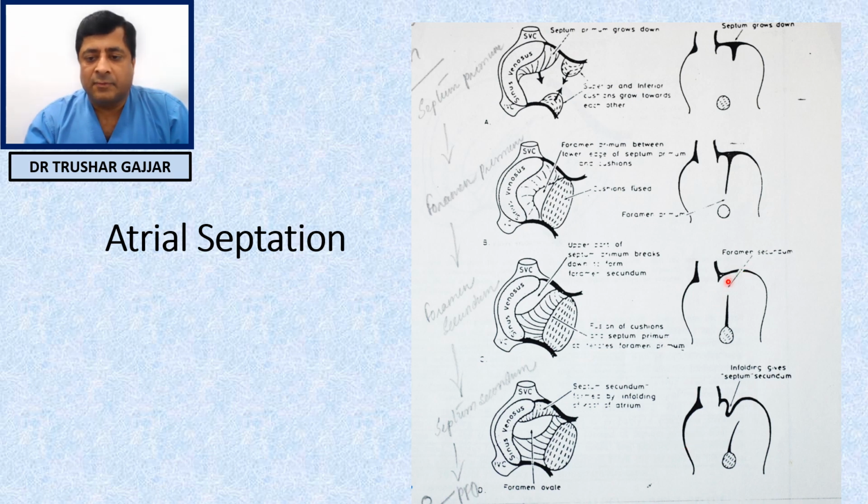Another infolding occurs from the roof of the primitive atrium, in this picture if you see, and that infolding grows downward. It is slightly away from the previous septum. It doesn't fuse with it and makes a wall kind of thing, or a hanging roof on the septum primum. This portion forms the limbus of fossa ovalis, that is called septum secundum.